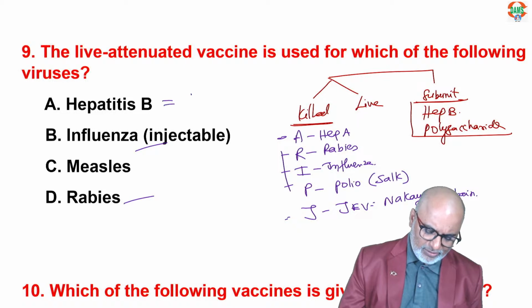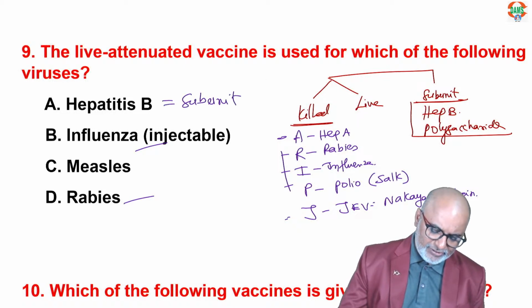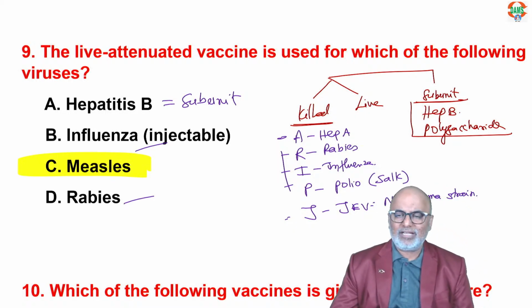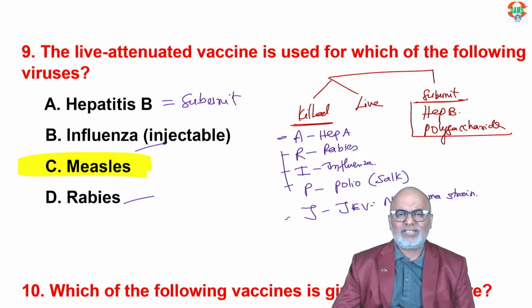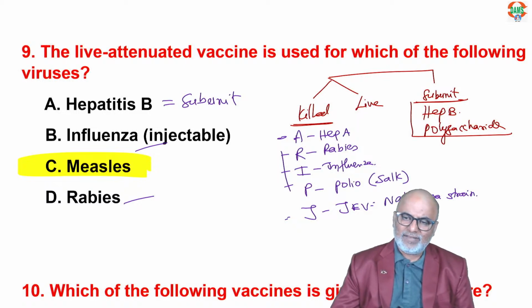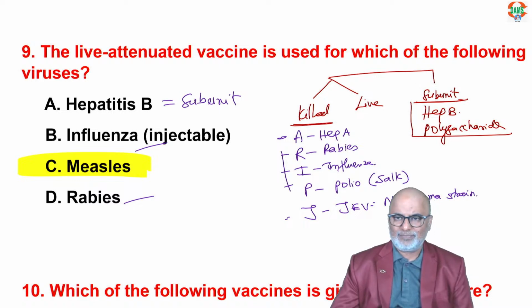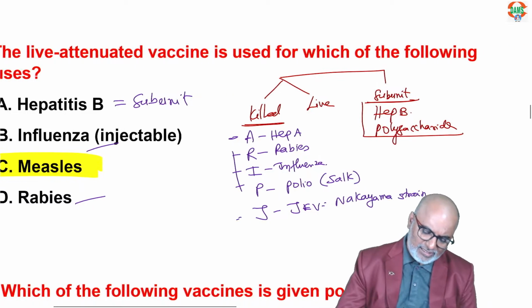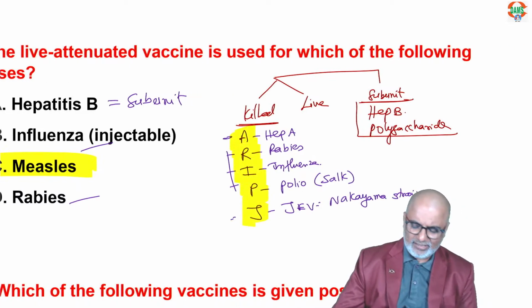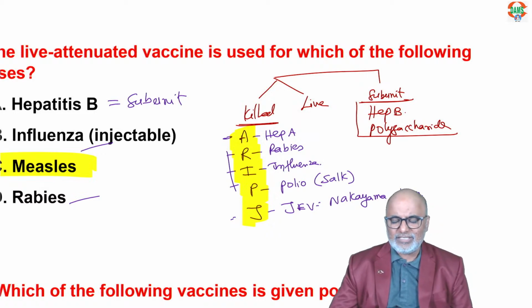Hepatitis B belongs to the subunit vaccines. The live attenuated vaccines include measles, mumps, rubella, the 17D yellow fever vaccine, and the varicella vaccine. So it is easy to remember the killed vaccines. The mnemonic is always rest in peace, Jack.